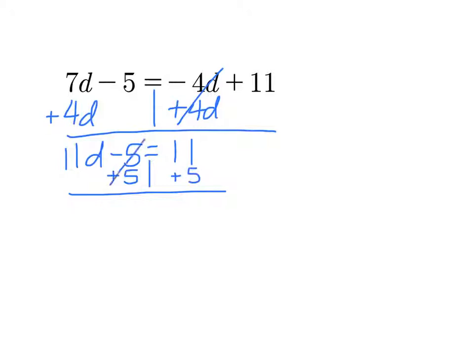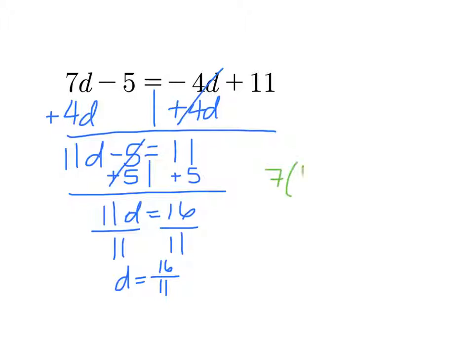We're going to add 5 to each side. 11d equals 16. We divide both sides by 11. And d equals 16/11, which is an ugly little situation for me to check, but I will continue and power on just for you. All right, let's do just the left side first.